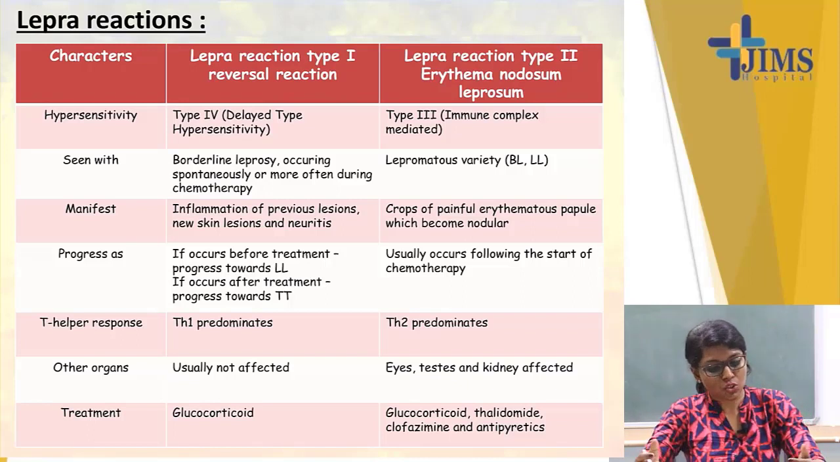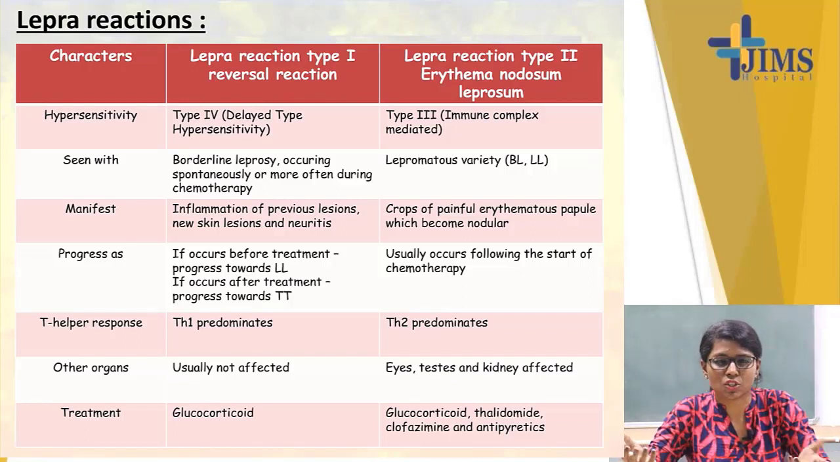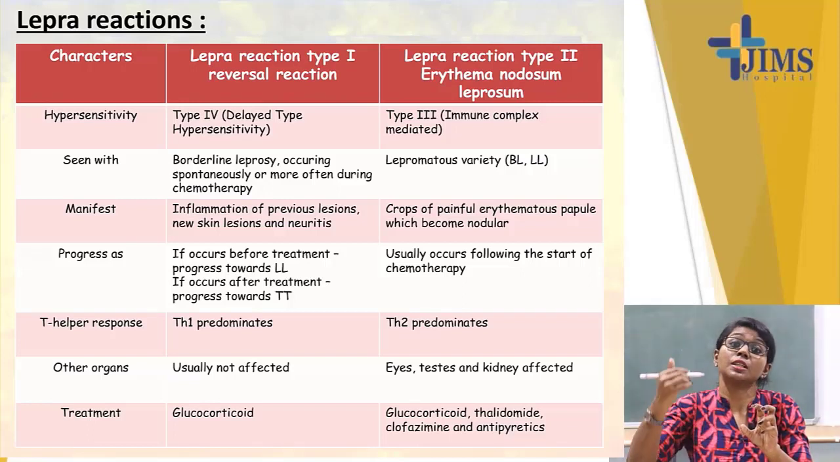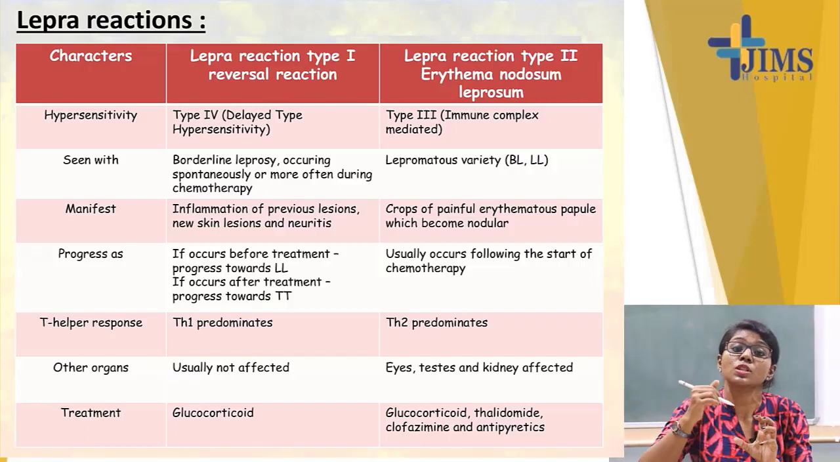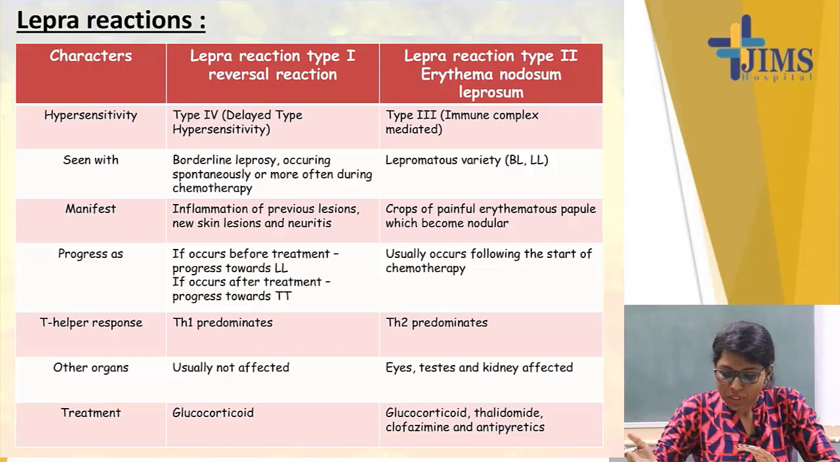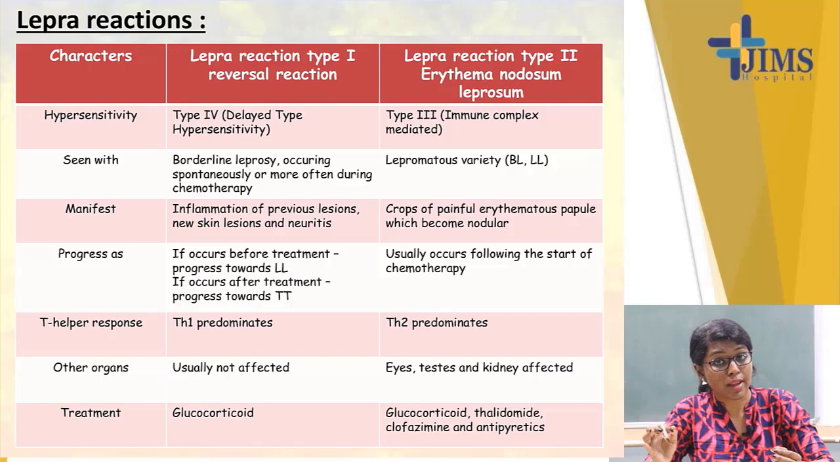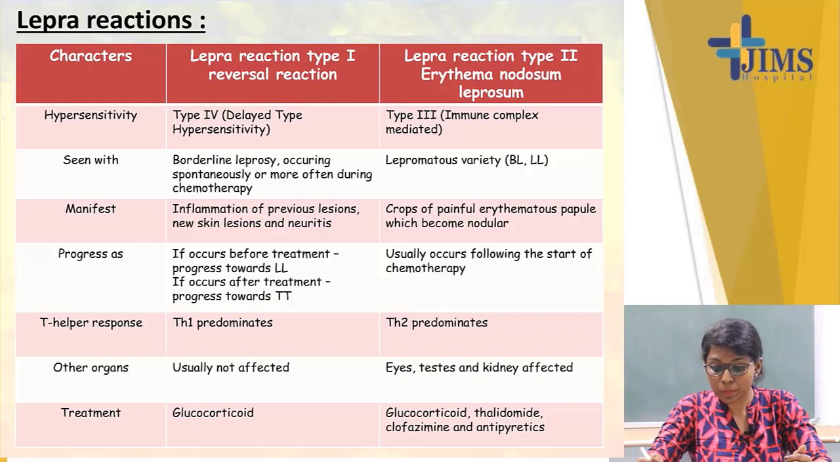Manifestation, as you can see, inflammation of the previous lesion. Meaning there was a lesion before, and inflammation has happened in the previous lesion, where a lesion was already present. In case of lepra reaction type 2, as we said, erythema nodosum, so there will be crops of painful erythematous papules.